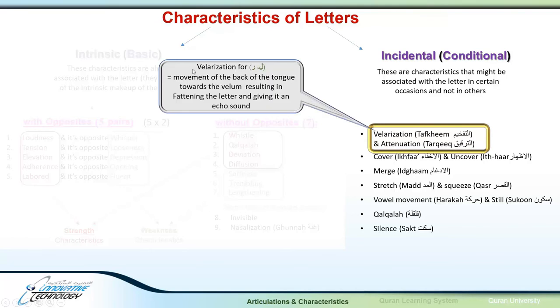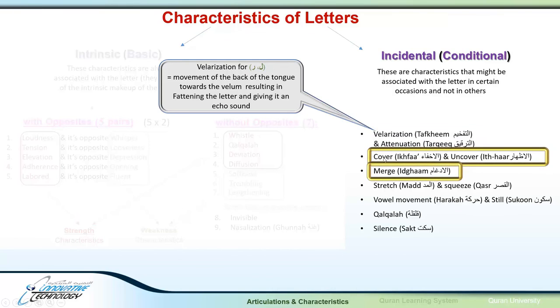Velarization means tafkhim, and that happens for two letters, the lam and ra, where we move the back of the tongue towards the velum, and hence the name velarization. So when we move it up to the velum, it results in fattening of the letter and giving it an echo sound. And opposite to velarization is attenuation, tarqiq.